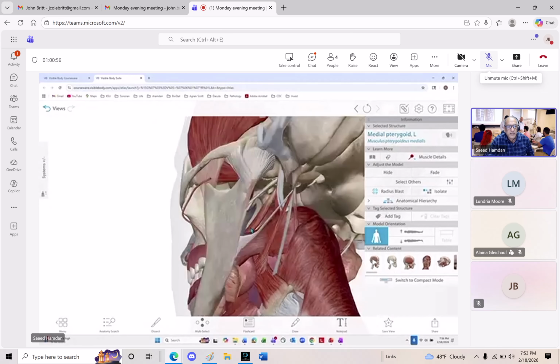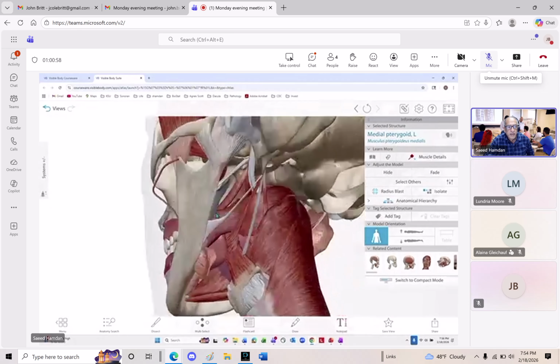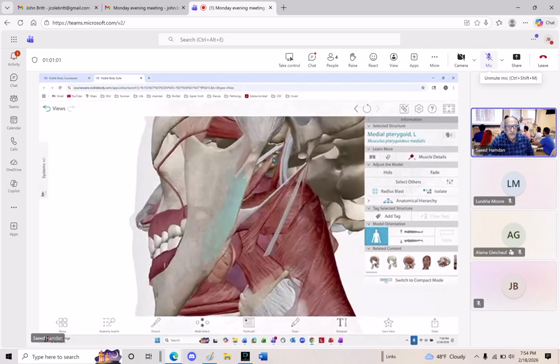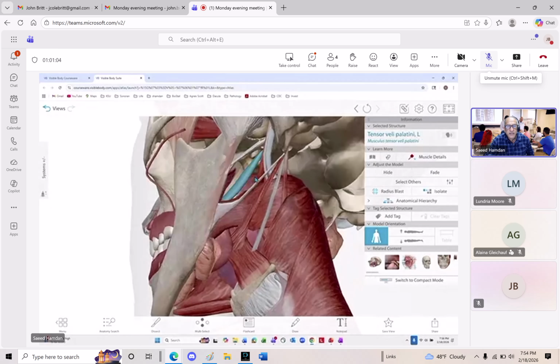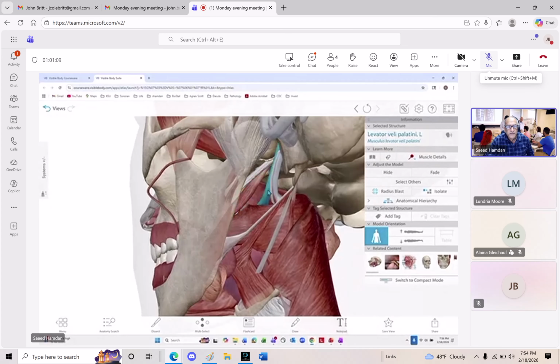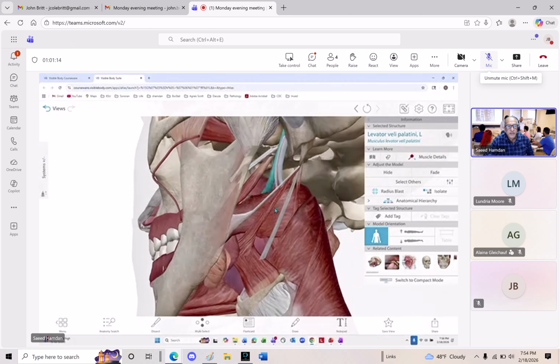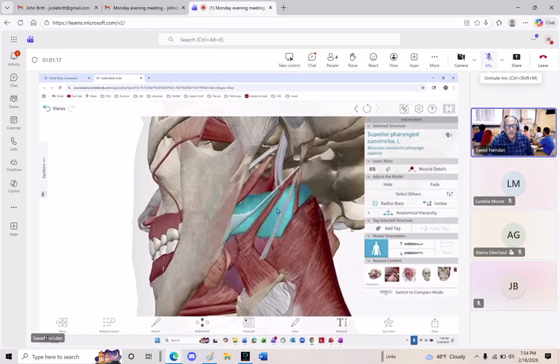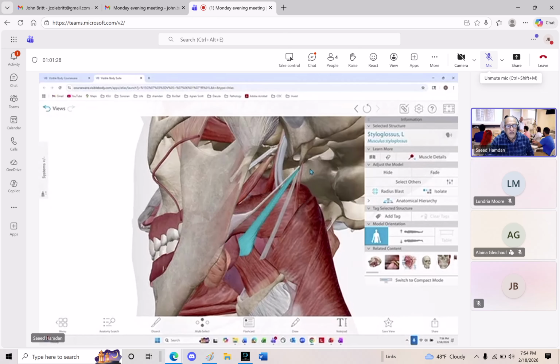Okay, then for these you have to go a little bit medial and slightly lateral toward the styloid process. So this is going to be your tensor veli palatini. This is the levator veli palatini. Then you come down, you will see the superior constrictor. Right with the superior constrictor, you have two more. From the styloid process to the tongue, that's going to be your styloglossus. And then from the styloid process to the pharynx, that's going to be your stylopharyngeus.